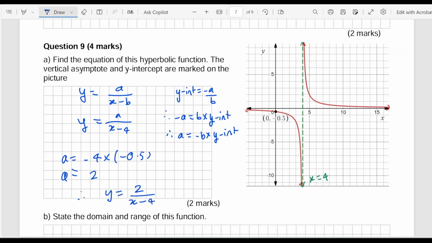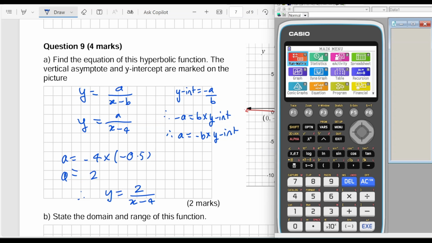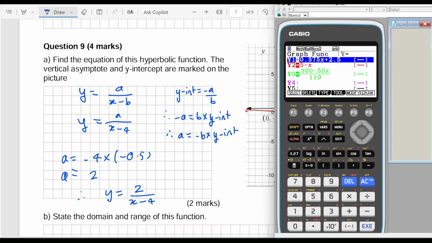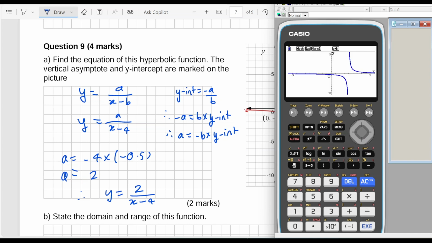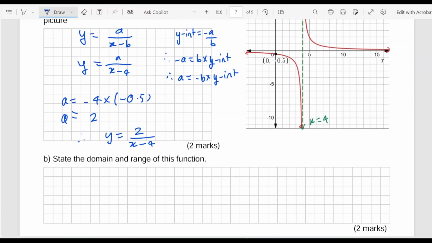Now, once you've worked this out, I'd really encourage you to graph this on your calculator and see if it works. So just clear out some of our old functions there. So let's look at 2 on the top, x take 4 on the bottom. Hopefully we see that same asymptote at 4. And if I go trace at 0, the y-intercept should be at minus 0.5.